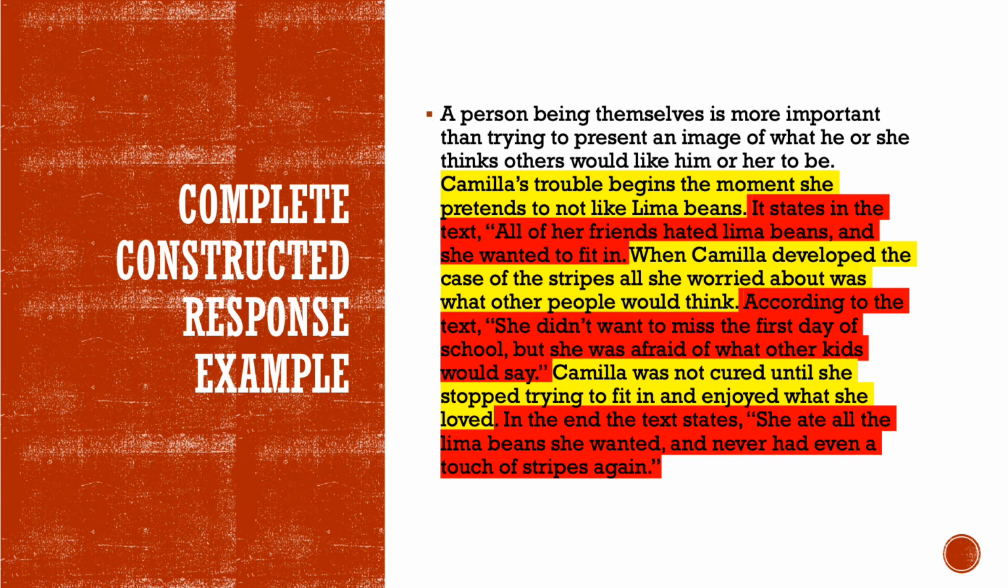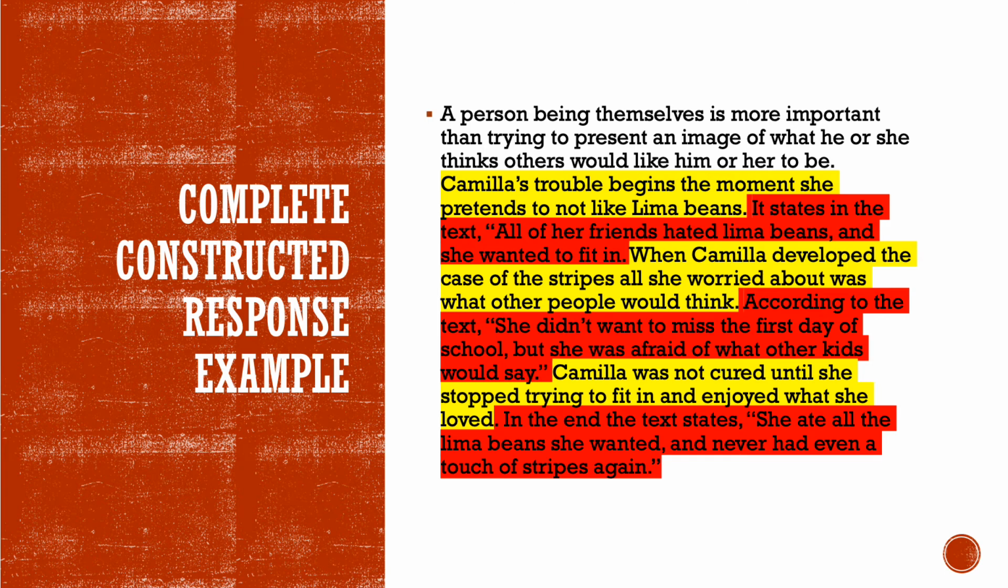A person being themselves is more important than trying to present an image of what he or she thinks others would like him or her to be. Camilla's trouble begins the moment she pretends to not like lima beans. It states in the text, "all of her friends hated lima beans and she wanted to fit in."